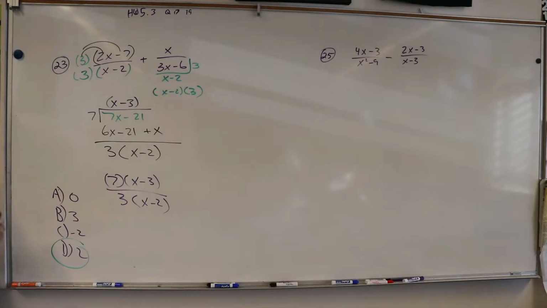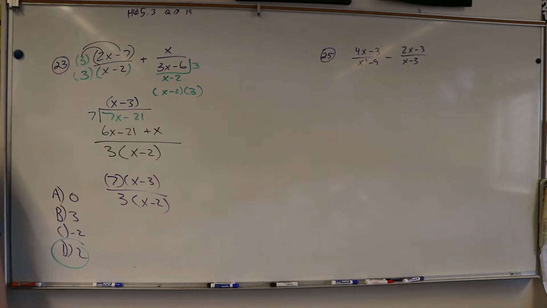Okay? So do you see why you would pick 0? Because a lot of kids think, oh, x can't be 0. It's very common. Do you see why you would pick 3? Why would a student pick 3? Because the top is 3. So a lot of times they get confused.